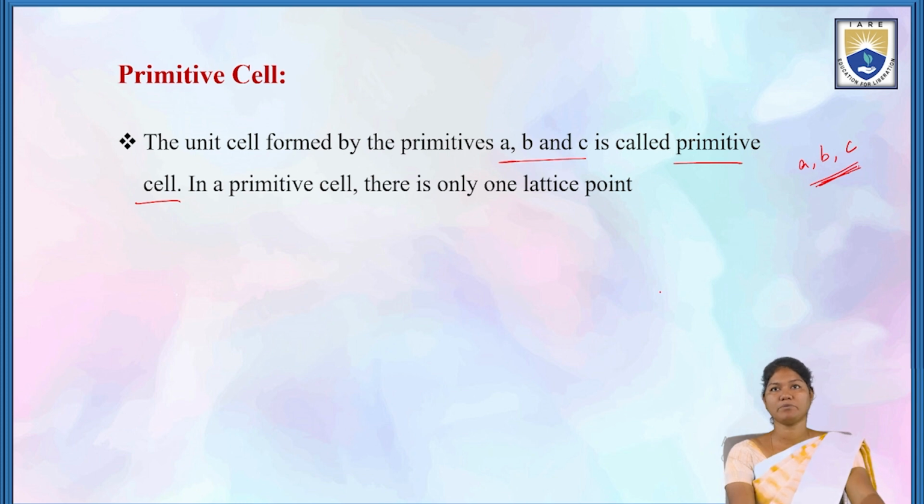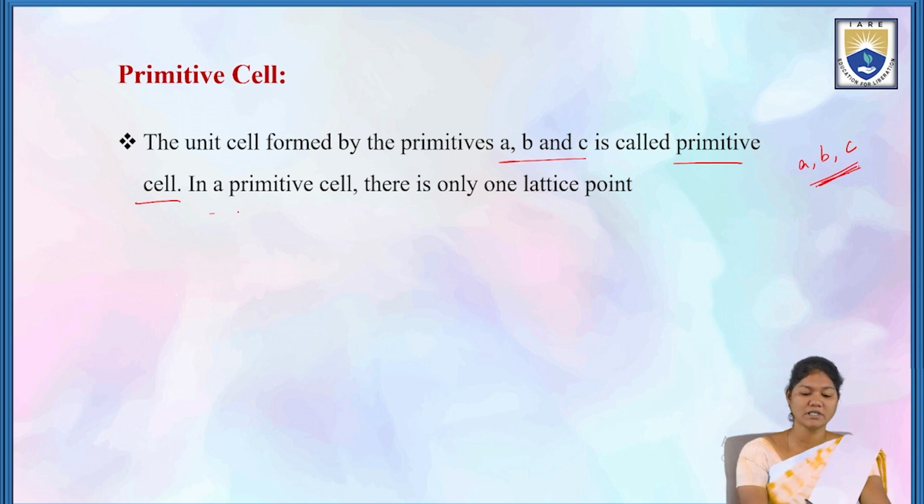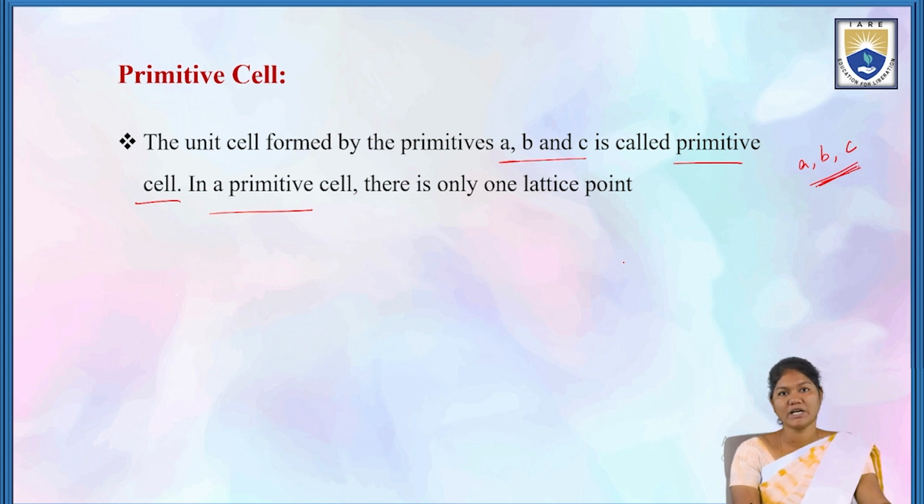In a primitive cell, there is only one lattice point. If there is more than one lattice point, then it is not a primitive cell.